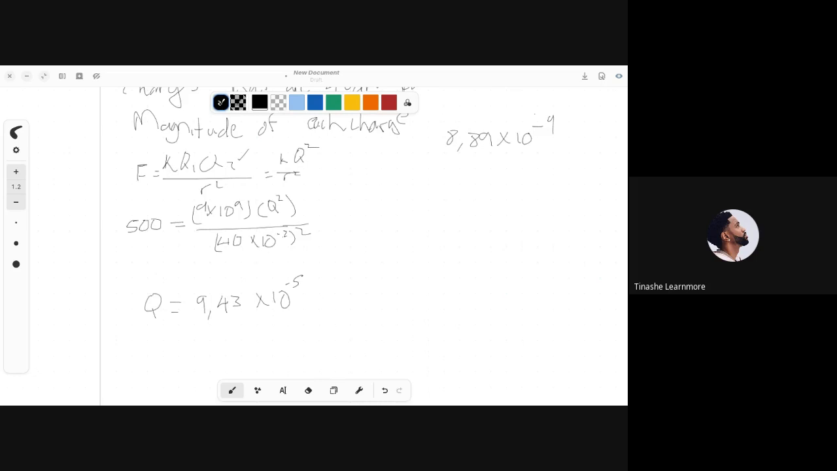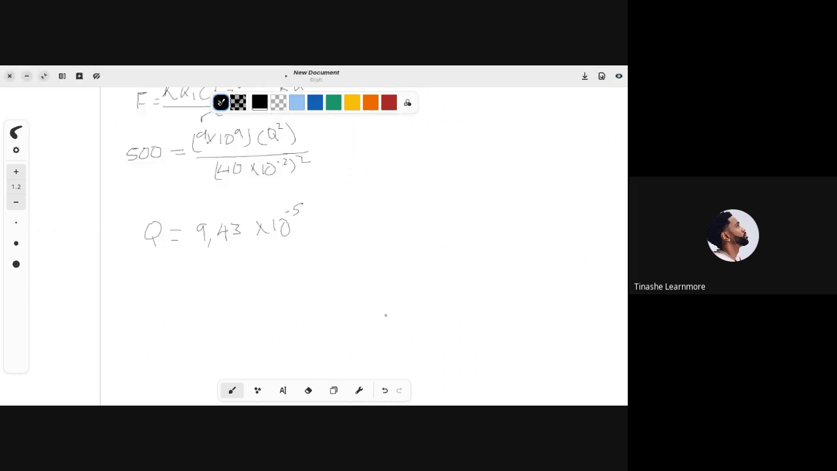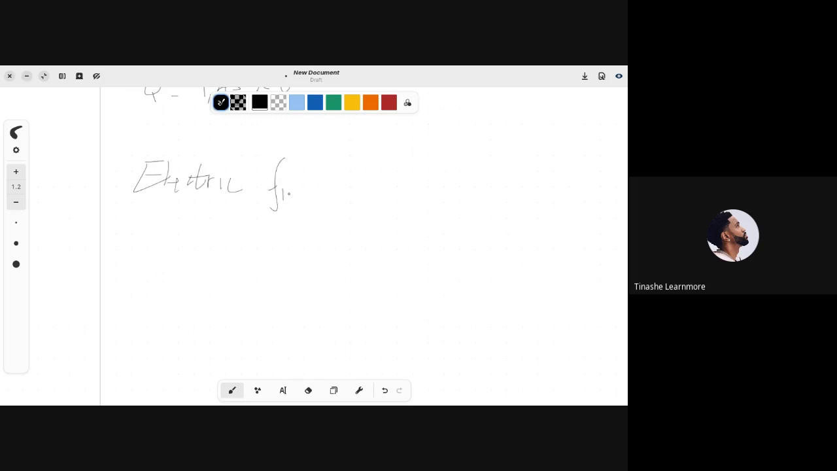For those who are wondering what he's talking about, that is actually the next part we're going to cover, which is the electric field intensity. That should be the last thing for the night. I'm exhausted. Electric field intensity.